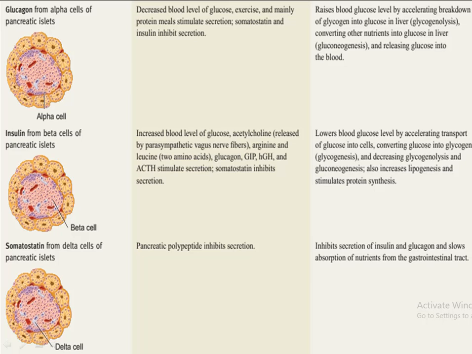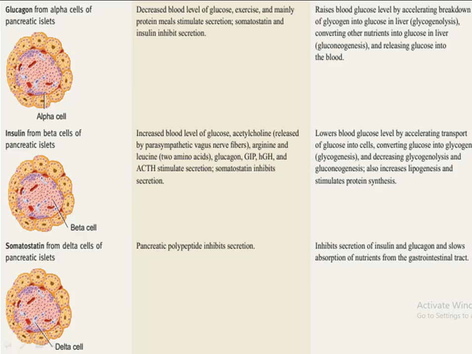It raises the blood glucose level by accelerating breakdown of glycogen into glucose in the liver, and that is called glycogenolysis, and converting other nutrients into glucose in the liver, that is gluconeogenesis. So the basic difference between glycogenolysis and gluconeogenesis: in glycogenolysis, the glucose will be formed from the glycogen, whereas in gluconeogenesis, the glucose will be formed from sources other than glycogen and will be released into the bloodstream.